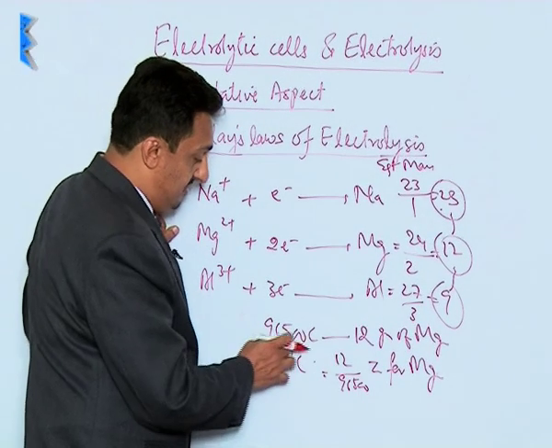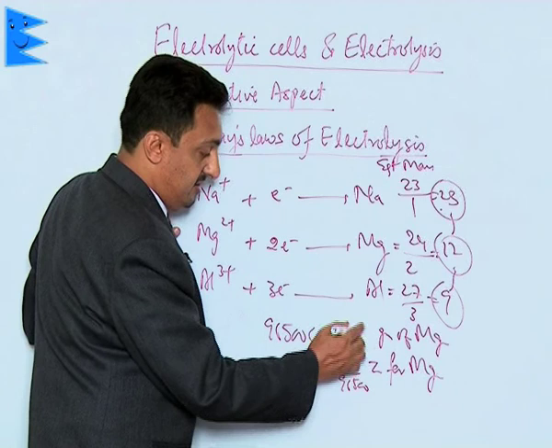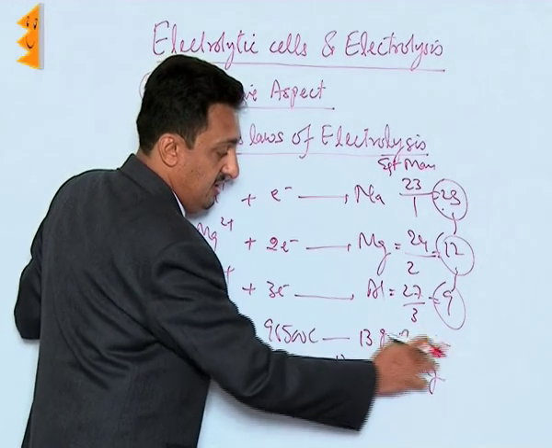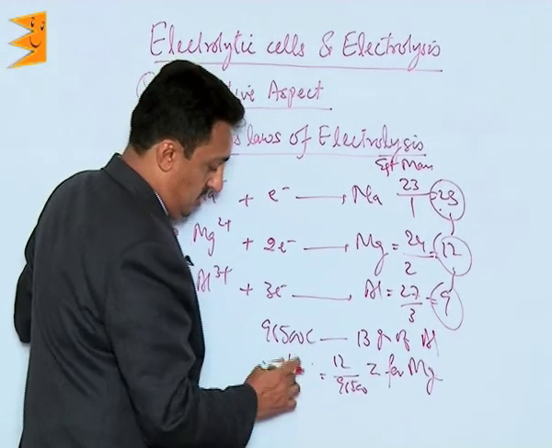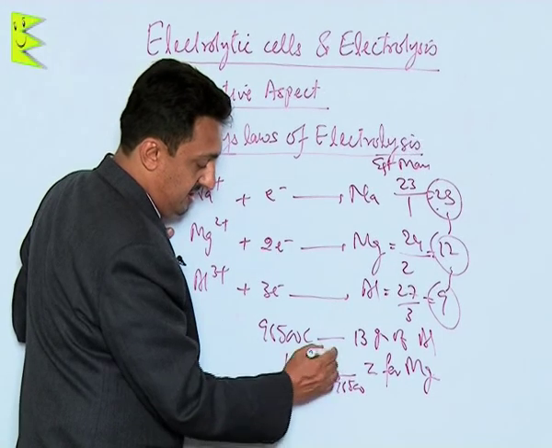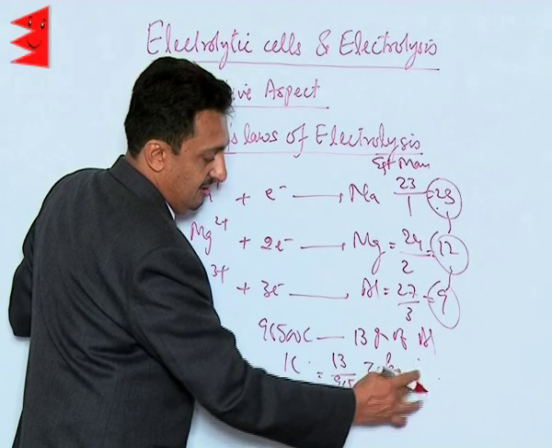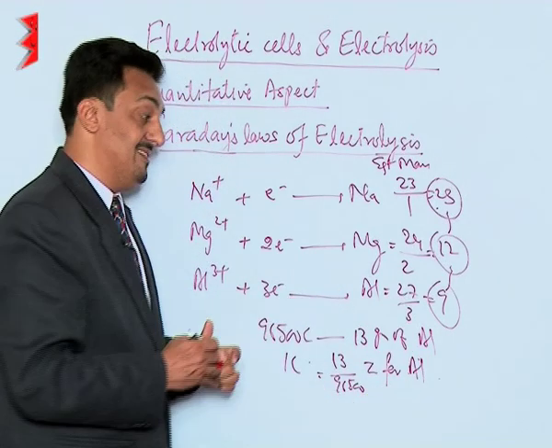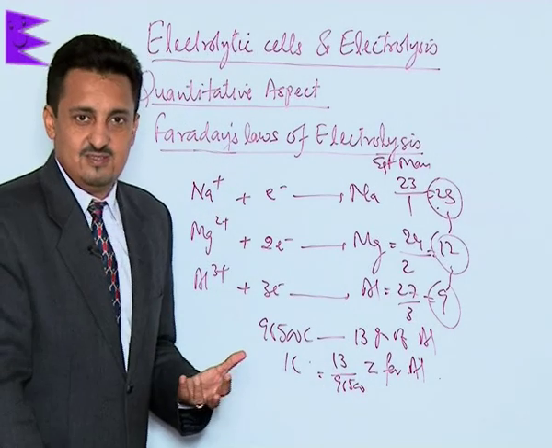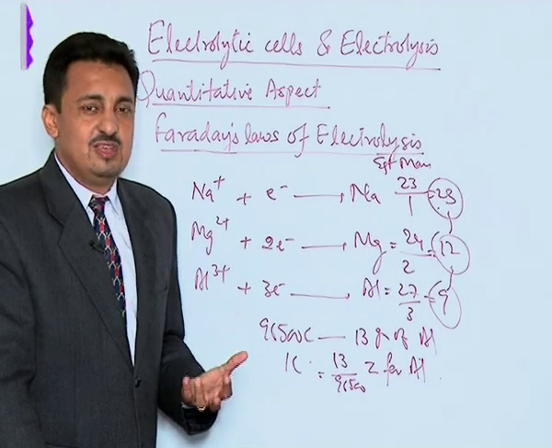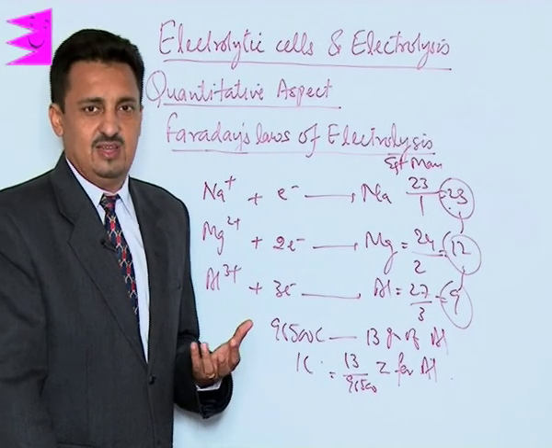And similarly, 96500 coulombs of charge is depositing 9 grams of aluminium. So 1 coulomb will deposit 9 by 96500, which will be the Z for aluminium. So this is how we determine Z, and this is what Faraday's first law is. Now let us move to the second law of Faraday.